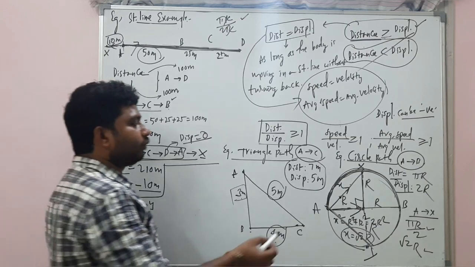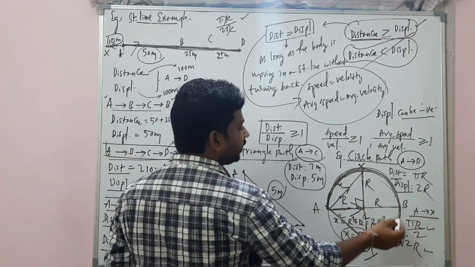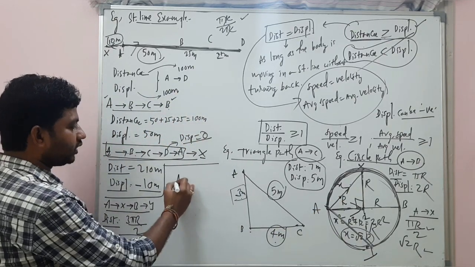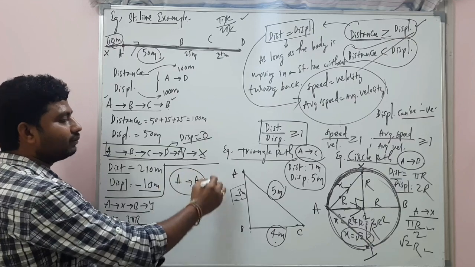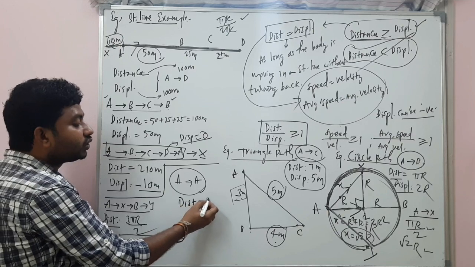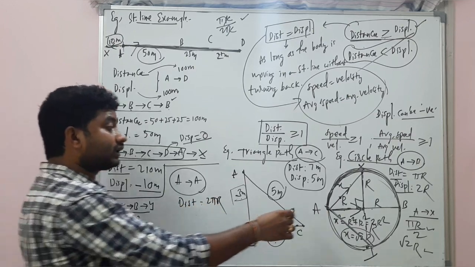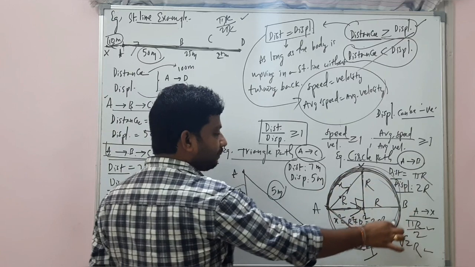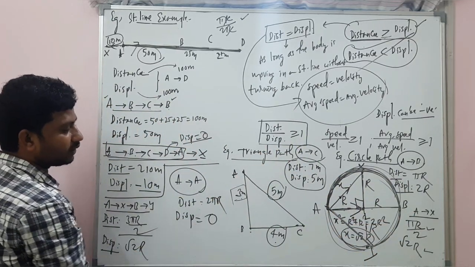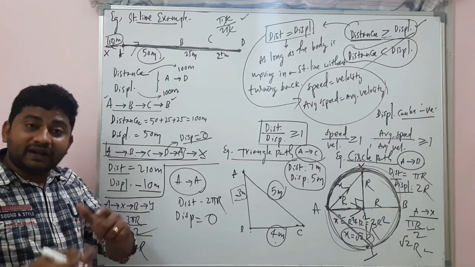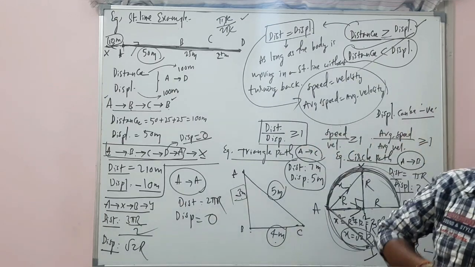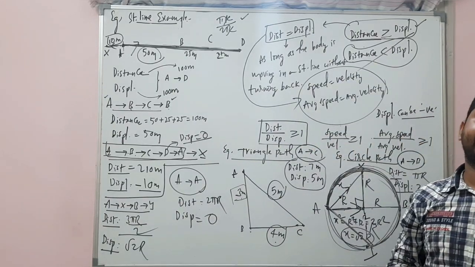For example, if a body is starting from point A and moves like this and finally reaches point A, what is the distance? So A to A by moving through X, B, Y and finally back. So distance will be 2 pi r because the total circumference of the circle is the path traveled, and displacement will be 0 because it started from the initial point and reached back to the same point. You can say the displacement is 0. Right?